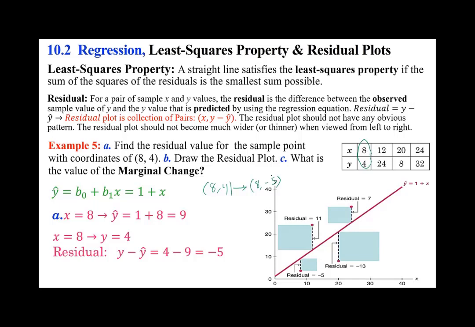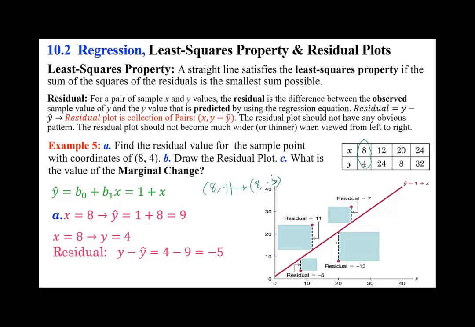First, y hat equals 1 plus x. That's the line. Everybody can graph it. Pick a couple of pairs and you're done. There are 4 pairs, so we need to come up with 4 pairs for the residual plot. We calculated one of them in detail, 8, negative 5. I highly recommend you do the rest on your own. For example, corresponding to 12, 24, 28, 24, 32, what do we have?